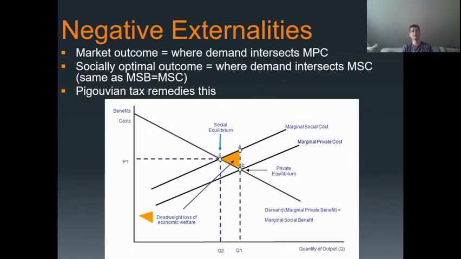Negative externalities are the opposite. It's denoted by two cost curves. You have a social cost curve above our private cost curve. In this case, our private equilibrium is going to be at a greater quantity than our social equilibrium. So what we want to do is reduce the amount that's produced. So how do we do this? We have a Pigouvian tax, which is a per unit tax designed to shift our marginal private cost to be in line with our marginal social cost.